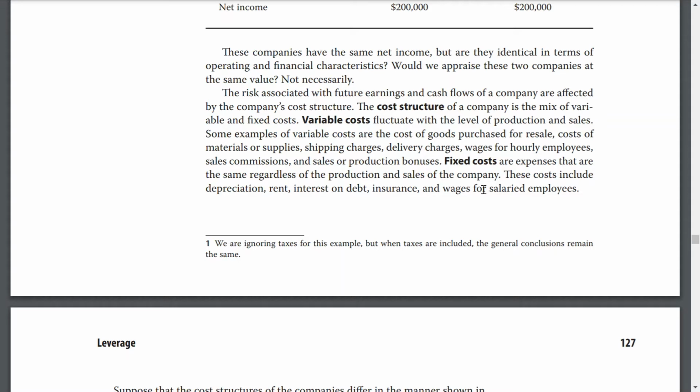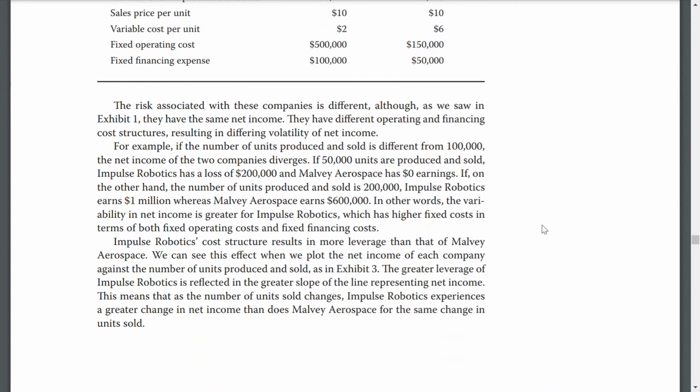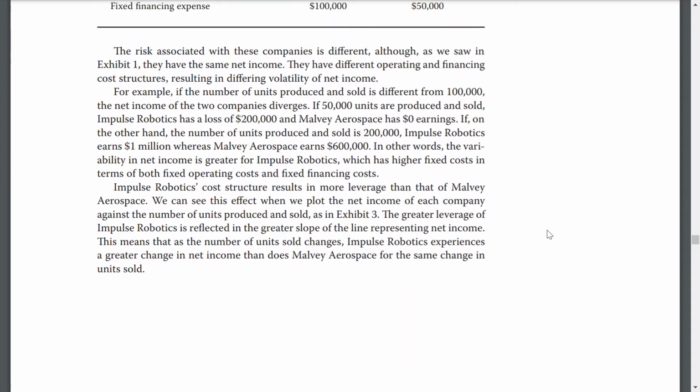The company needs to include depreciation, rent, interest on debt, insurance, and wages for salaried employees. Suppose the cost structure of the companies differs in the manner shown in Exhibit 2. The risk associated with these companies is different, although, as we saw in Exhibit 1, they have the same net income. They have different operating and financing cost structures, resulting in different volatility of net income.